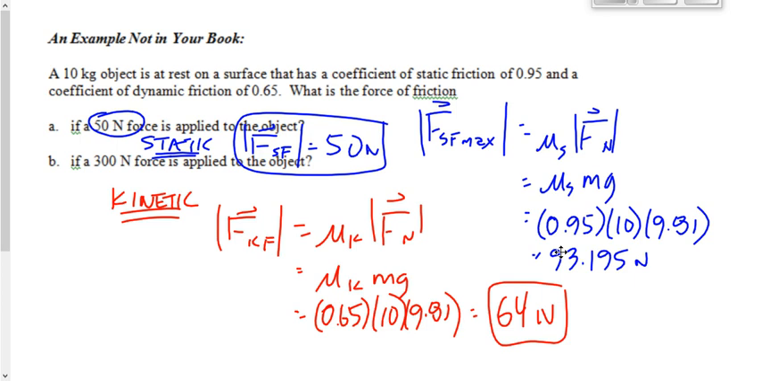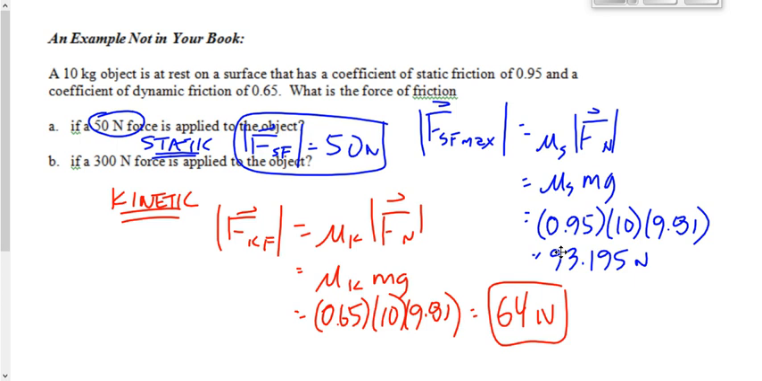Why? Well, because the force of kinetic friction acting on it once it's moving is less than the maximum static friction was to get it moving. That doesn't mean kinetic friction is smaller than static friction always. It's just smaller than the maximum static friction that it took to get it moving.